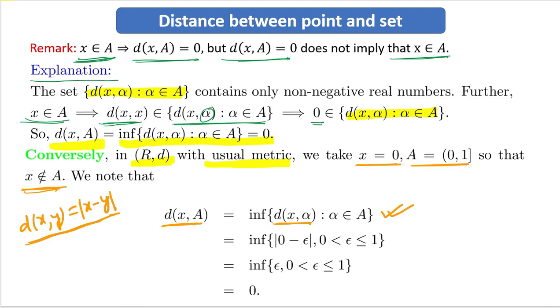Now let us see what is A. A is the set starting from 0 to the number 1. It is a semi-open interval, and therefore any member of this set A is of the type epsilon, where 0 is less than epsilon and epsilon is less than or equal to 1. And therefore we can write modulus of 0 minus epsilon, where epsilon has this range. Now you have to find the infimum of epsilon in this range, and you can very simply see that this infimum is equal to 0.